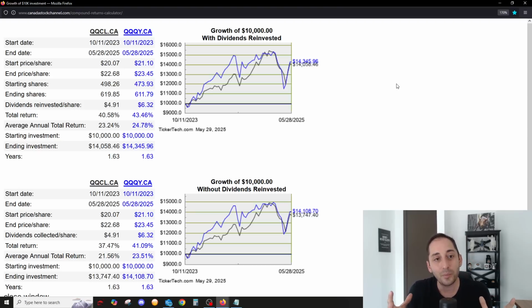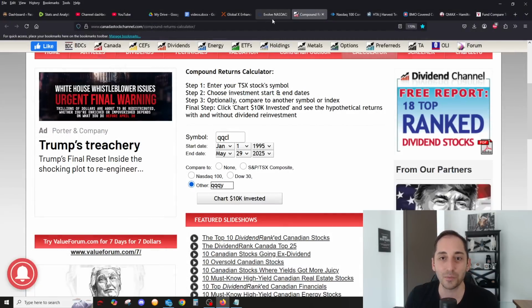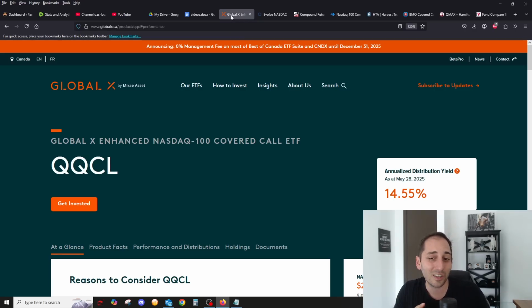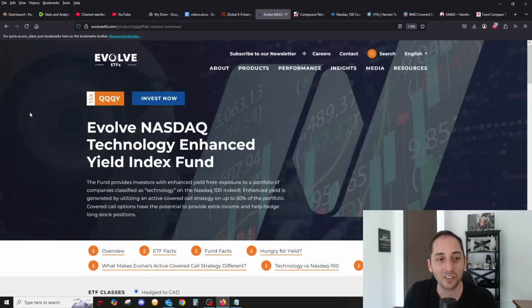So, in my opinion, QQQY, I don't think it's a matter of opinion, of course, has more concentration risk. It's going to be a little bit riskier holding QQQY versus QQCL, but QQCL has 25% leverage. This one does not. So I would say the risk level is approximately the same overall. But in terms of holdings, QQQY is obviously more risky because it has less and it's just technology, whereas QQCL is diversified.